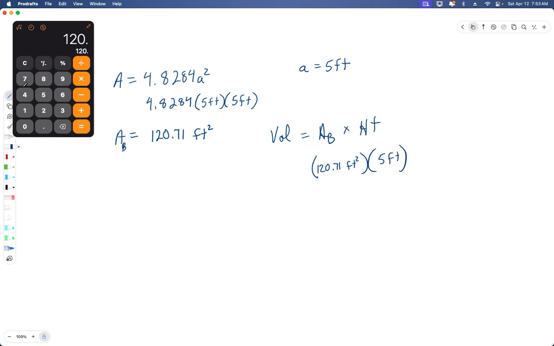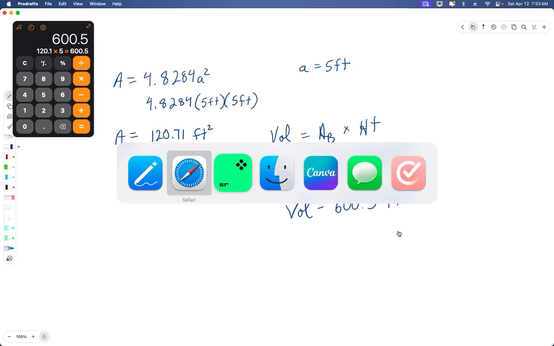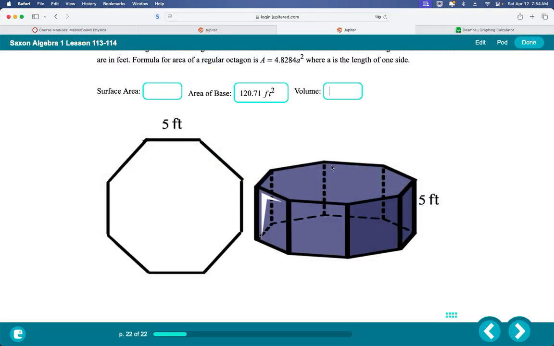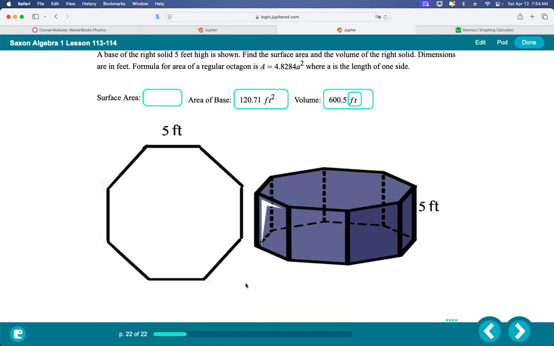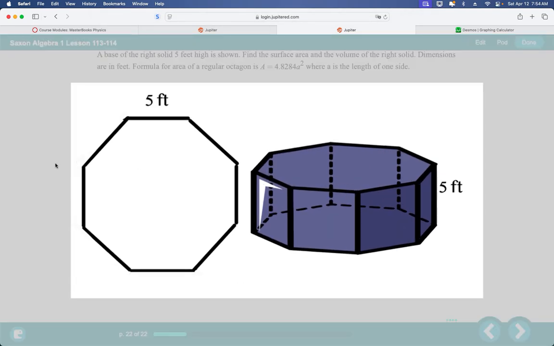So 120.71 times 5. So my volume is equal to 600.5 feet cubed, because feet twice and feet one more time, that's 2 plus 1 is 3. Volume is cubic, so we always have an exponent of 3 on feet. So 600.5 feet cubed is going to be our volume. So I'm going to type that in. 600.5 feet, and I need my exponent key, and type in my number 3. All right, so now we have to get surface area.